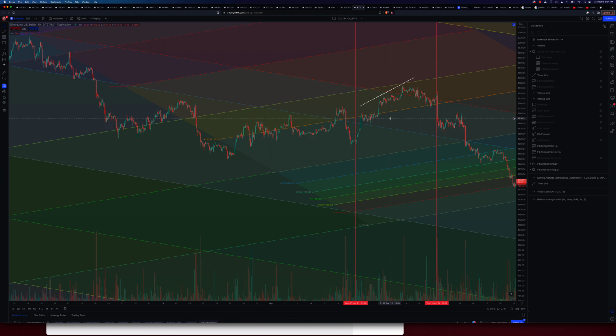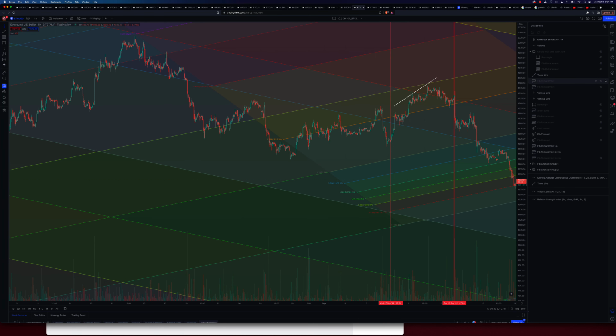Let's go ahead and zoom this back in so we can see. We can put in our short zone again over here, and we can see what that would do.